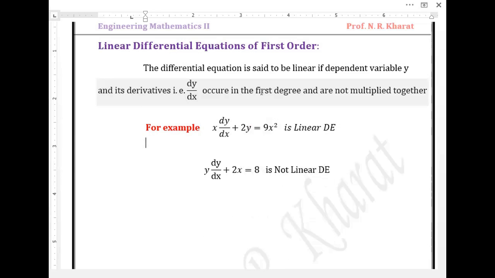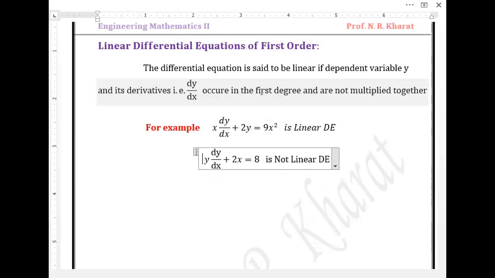This is the second example. In example number 2, what happens? The y variable is multiplied with dy by dx. It means the product between y and dy by dx is present. Due to the product between the dependent variable and its derivative, the differential equation is not linear. So example number 2 is not a linear differential equation.